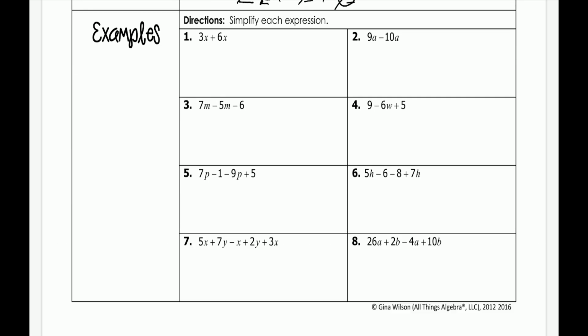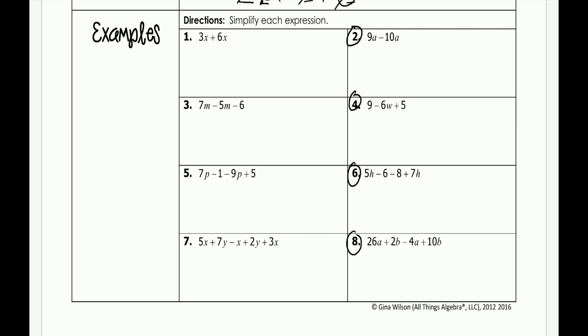I'm going to move on to the examples, and I'm going to task you with doing the evens. I need you to finish 2, 4, 6, 8, and then once we move on to the second page, I will tell you which ones you need to finish there. For number 1, we have 3x plus 6x. We only have variable terms in this problem, so we just need to add the 6 and the 3 together.